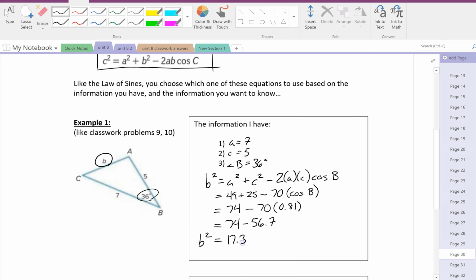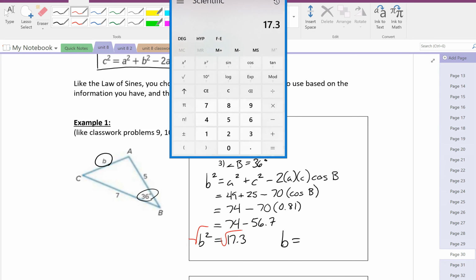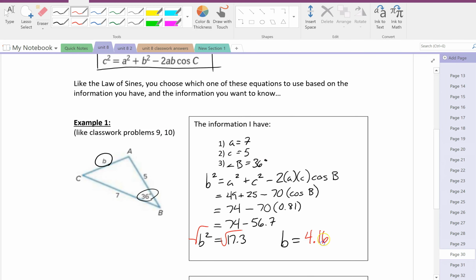17.3. Okay, I'm not done because I want to know what b is. So I'm going to have to take the square root of both of these. The square root of 17.3 is going to be whatever b is. So the square root of it, let's call it 4.16. Okay, so side b right here would be 4.16 units long.